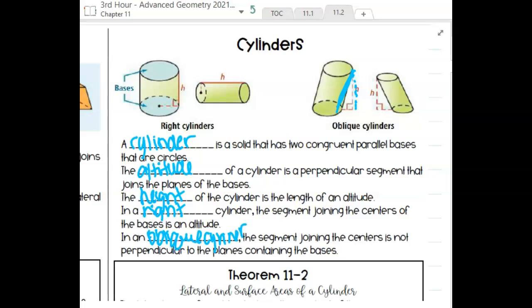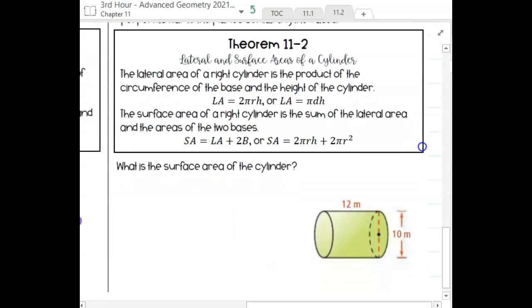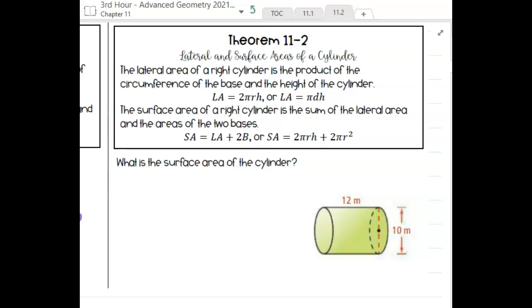So I told the last class, think about a slinky, right? If you had a slinky and you stood it up straight, that would be a right cylinder. If you tilted the slinky, that would be an oblique cylinder. Now, I think the cylinders are a little bit simpler, because with the prisms, you had to decide what kind of base it has, and I need that formula to find the area of that base. But with a cylinder, all the bases are circles. So we have one formula, and you're just plugging numbers in.